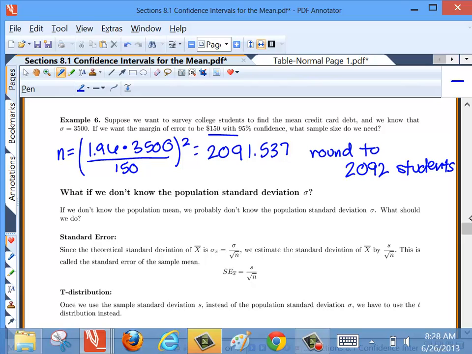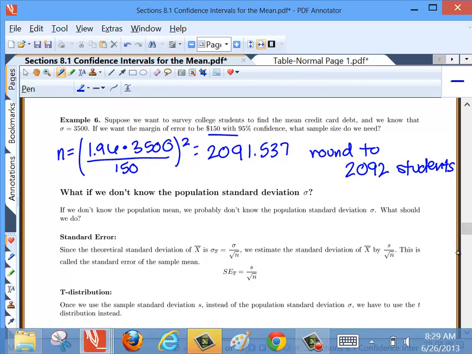So the next thing to talk about is, well, what if we don't know our population standard deviation sigma? Because in practice, if you don't know the population mean, you probably don't know the population standard deviation either. Okay. So in practice, you're almost never going to use a Z confidence interval, but it's the easiest one to teach, so we usually start with that.